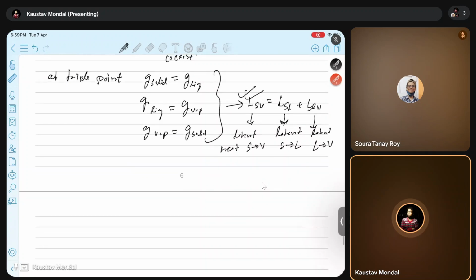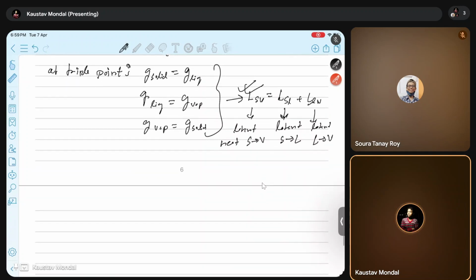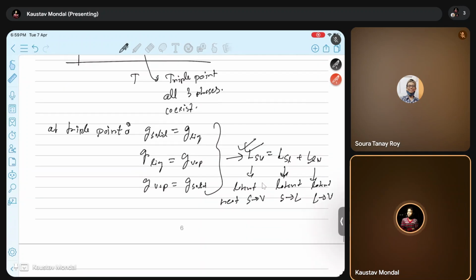This only happens at the triple point. This phenomenon or this relation is only true when the system is at the triple point.